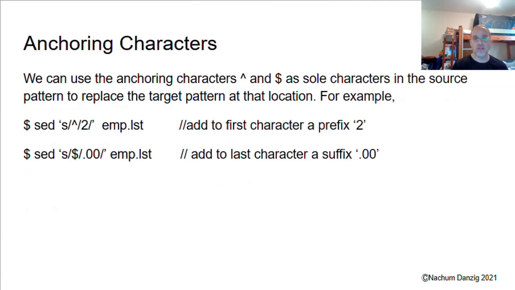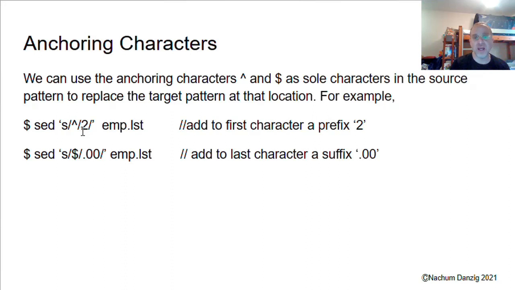So that's the d. Anchoring characters. Well, we have seen this in regular expressions. We can use the anchor characters, which is beginning of the line as a caret and the end of the line as a dollar sign, as the sole characters in the source pattern to replace the target pattern at that location. For example, I can switch the beginning of the line with 2. So it will add to the first character a prefix of 2. So notice the beginning of the line now will start with 2. I didn't really replace the beginning of the line. The line still has a beginning.